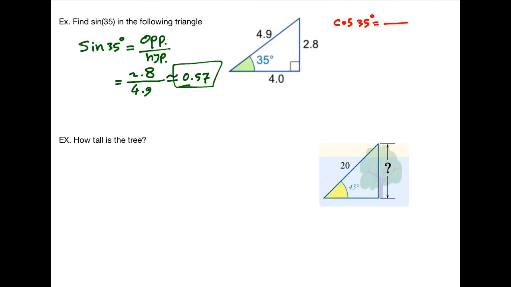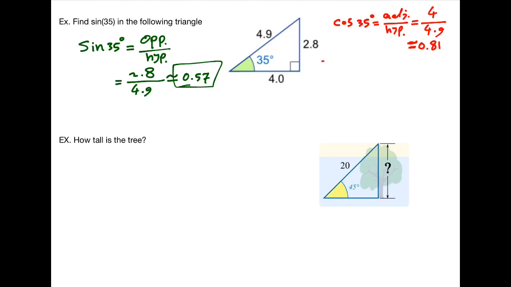It was adjacent, which is this one, divided by the hypotenuse, right? So adjacent over hypotenuse, which is equal to, in this example, adjacent is 4 and hypotenuse is 4.9, which is equal to 0.81. So that's the approximate answer. I just rounded, 0.81.